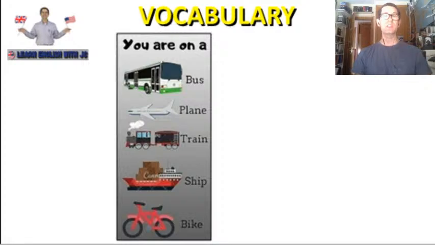In Spanish, we say tú estás en un autobús. So, in Spanish, the preposition is in. But in English, the preposition is on. In Spanish, the preposition is en, but in English it changes and the preposition is on. Okay? It seems stupid, but it's not. So, once again, you're on a bus. You're on a plane, you're on a train, you're on a ship, you're on a bike.